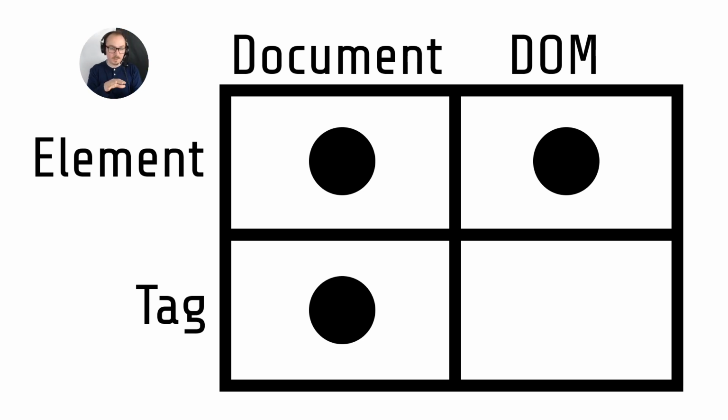Tags, on the other hand, are constructs that only exist in the document. Every element in its definition in the document has two tags, an opening tag and a closing tag. And those tags are purely syntax for defining the elements. But when the document gets loaded and parsed into the browser, it becomes the DOM, the document object model. And in the DOM, it's a tree data structure where there are elements.